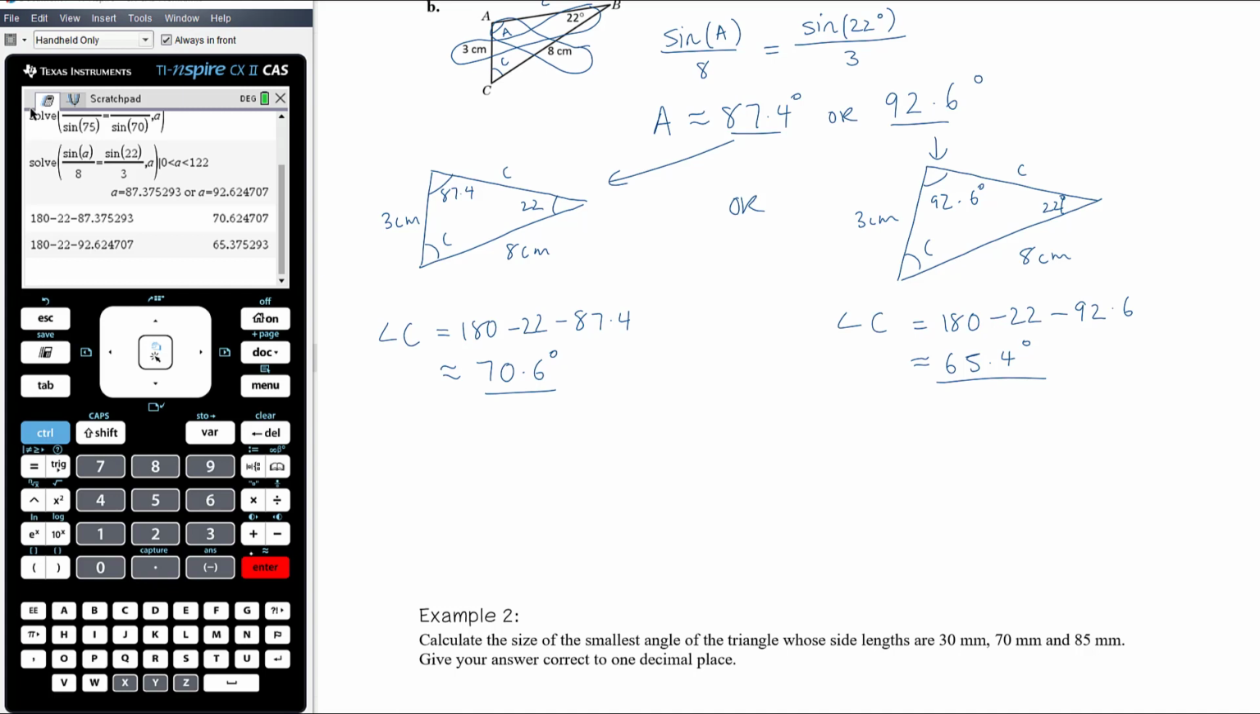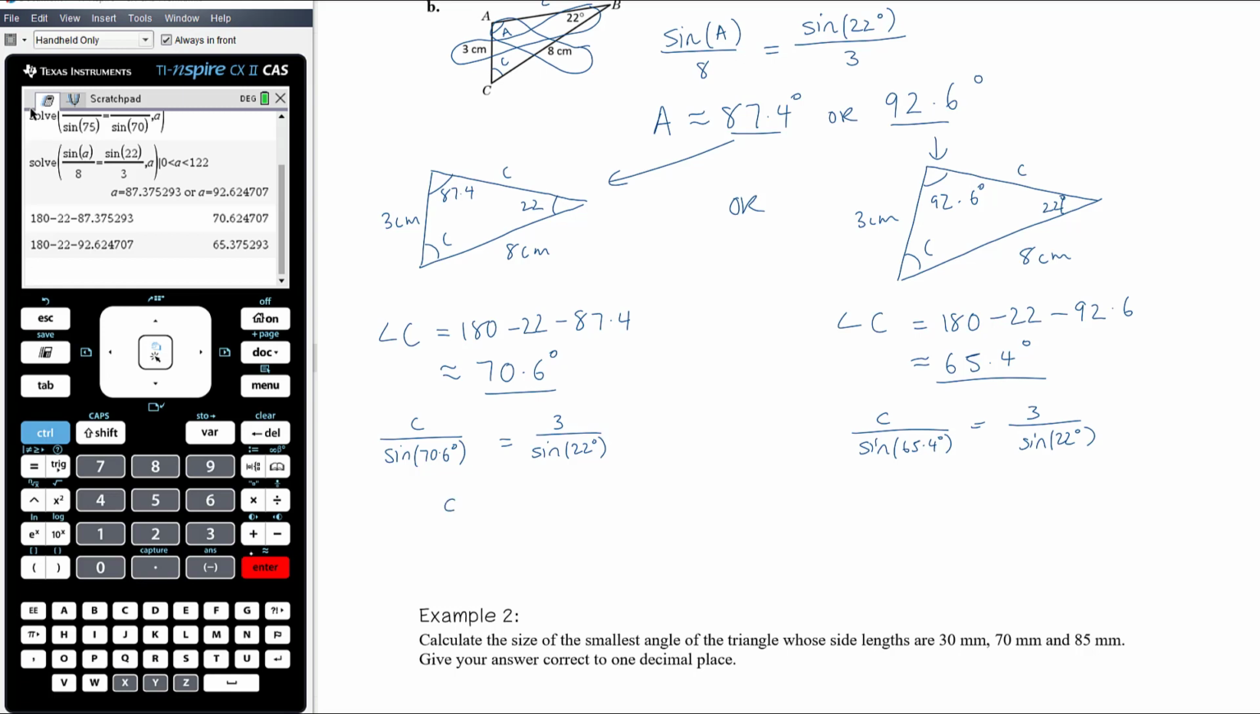So let's use maybe the sine rule because it's a bit neater, a bit easier. Side length C divided by sine of 70.6 degrees is going to be equal to, let's stick with the 3 and the 22, side length 3 over sine of 22 degrees. In this triangle, it'll be instead side length C over sine of 65.4 degrees equal to 3 over sine of 22 degrees.